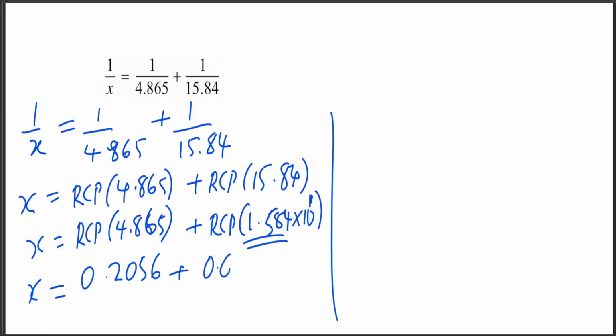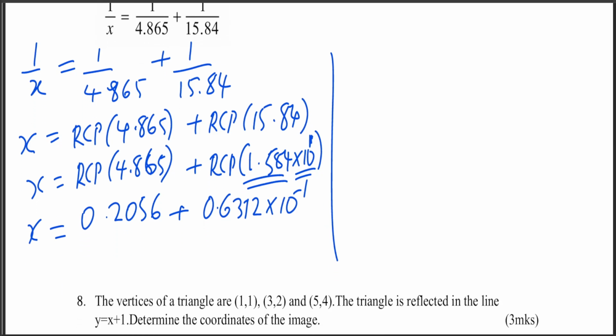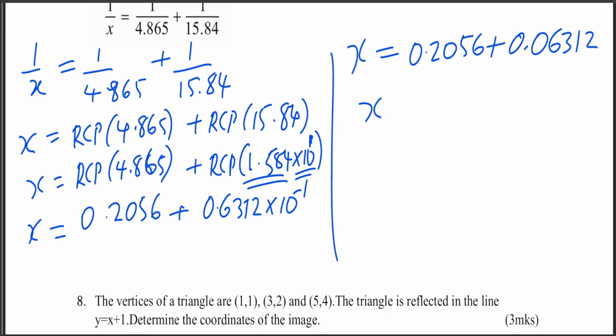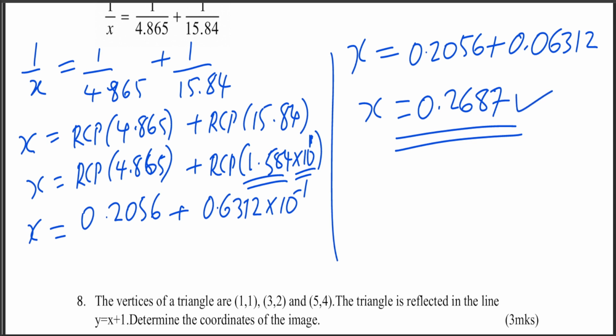So 0.6312, but remember the reciprocal of 10 power 1 is 10 power negative 1. So your x is equal to 0.2056 plus 0.6312 times 10 power negative 1, which is 0.06312. Your x will be 0.2056 plus 0.06312, which is going to give us 0.2687 to 4 significant figures. So this is your answer.